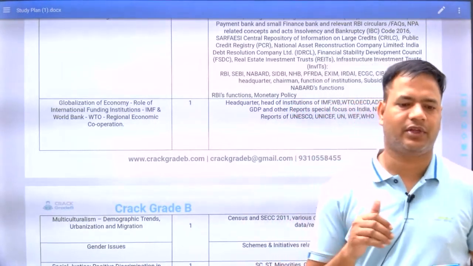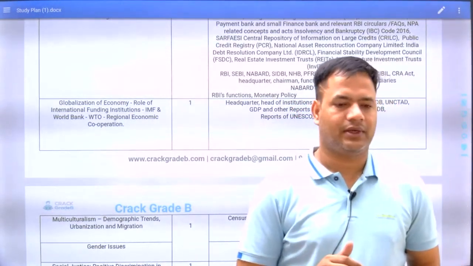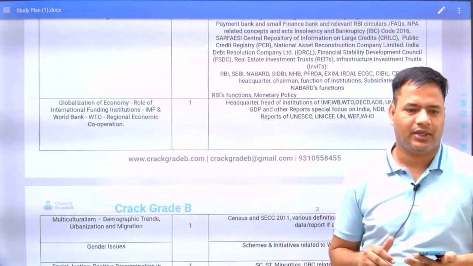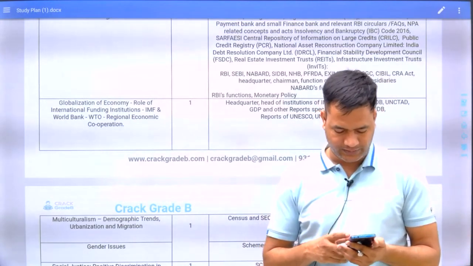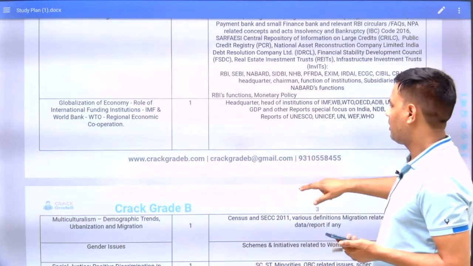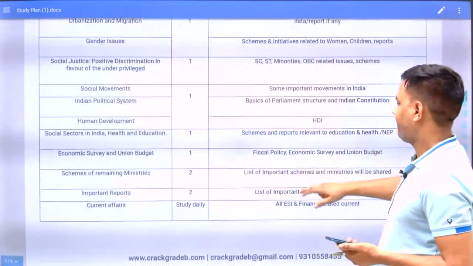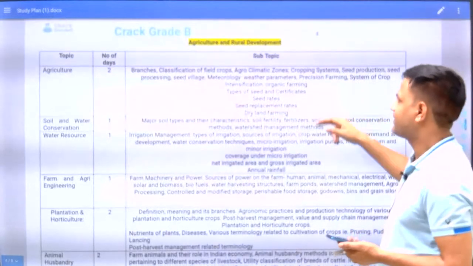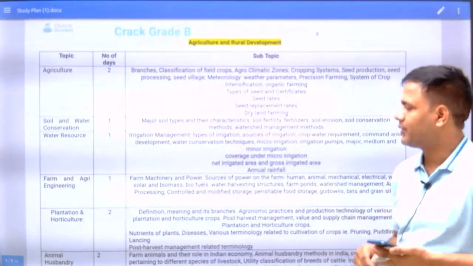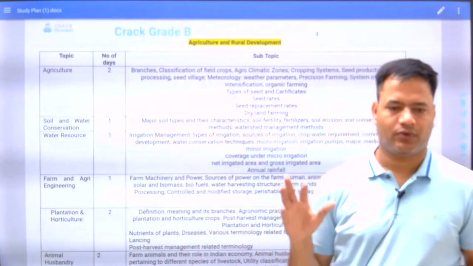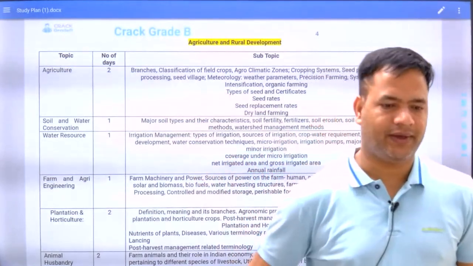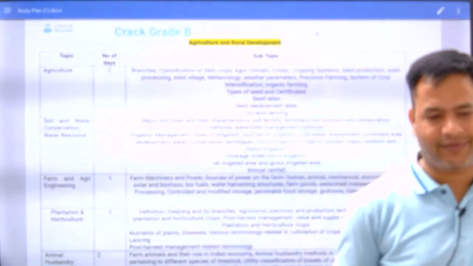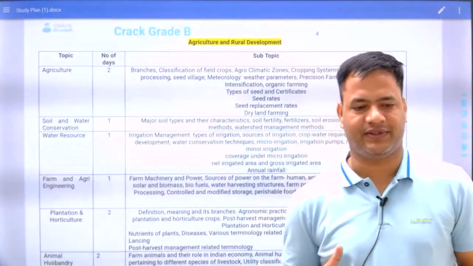In ESI, specifically for phase one, you have to cover the government schemes, current affairs, reports, budget, and economic survey. That is more important. Next is agriculture and rural development. I have also assigned the time period, so how many days you should spend: 35 days we have taken, and 10 to 12 days will be left, in which you have to revise this content.